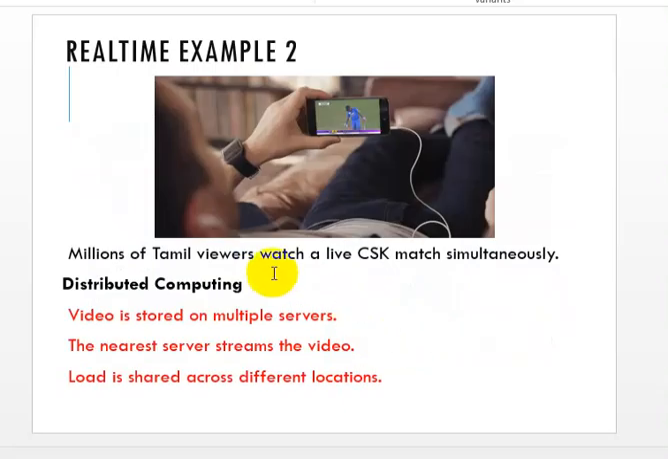This is another example, where millions of users watch a cricket match, football match, or hockey match through their phone while staying at home. This is another example of distributed computing, where videos are stored in multiple servers. For example, if I am viewing a video from Chennai, the servers will be located near Chennai, and from that server I will get the video streaming.